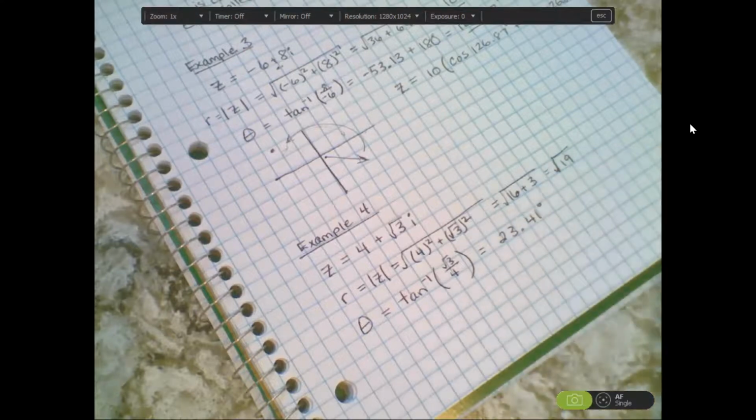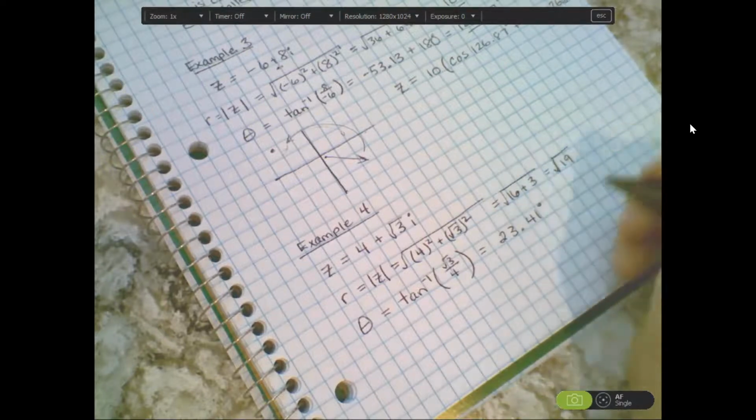23.41 degrees. Can you hear my child in the background? He's playing some sort of video game. He's yelling at something. I don't know what's happening.